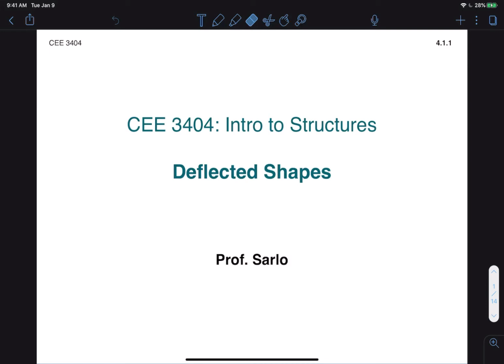Alright, welcome to module 4.1. In this module, which will be a relatively short module, we'll look at how to expand on shear and moment diagrams to draw deflected shapes of beams and frames.